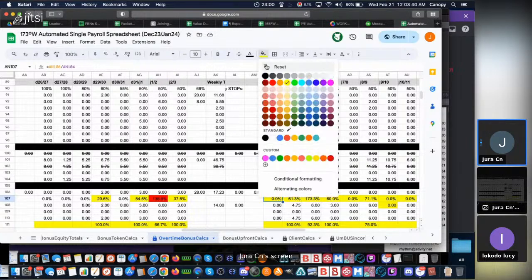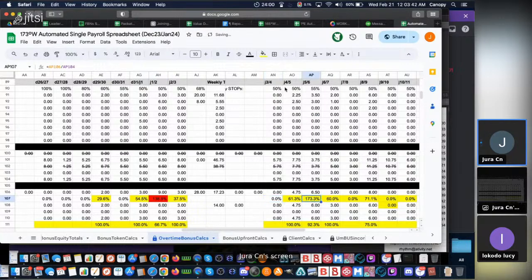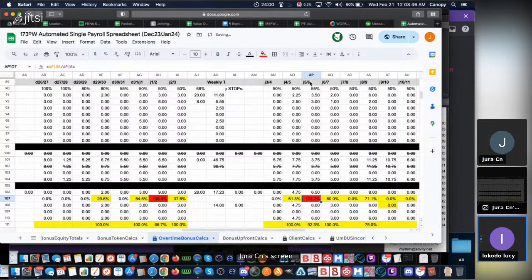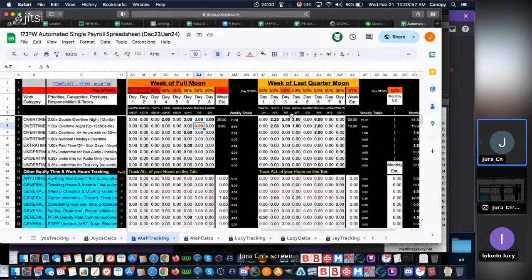And then over here we have another one. So this one says that it's 173 and 75, but this is 73 for January 5th and 6th. So let's go check that. So January, this is a tape. January 5th and 6th right here.